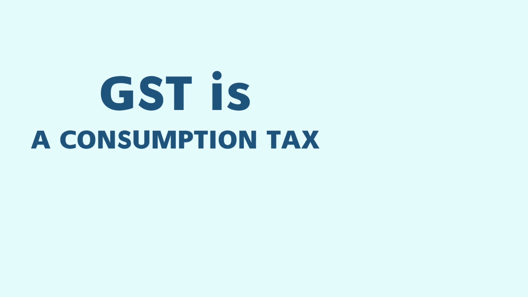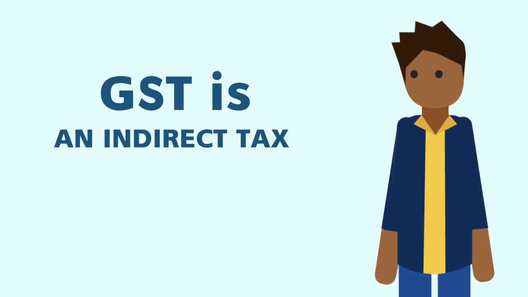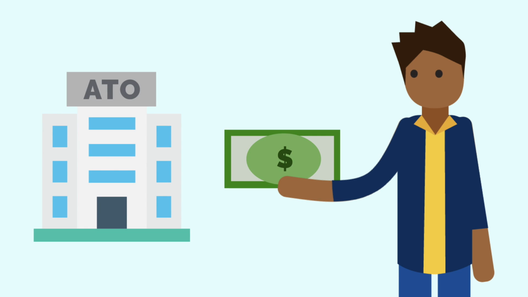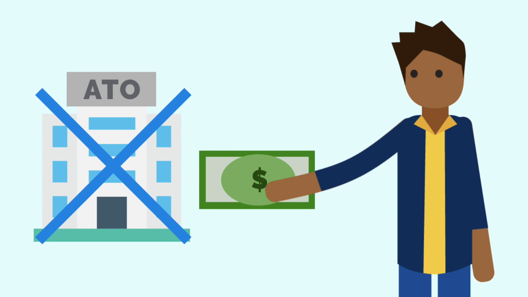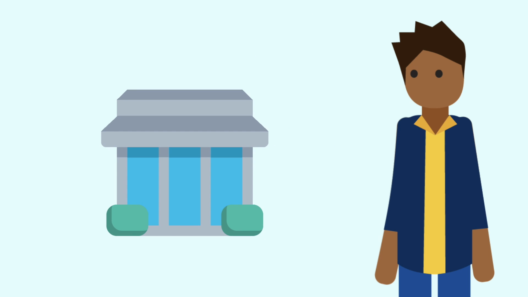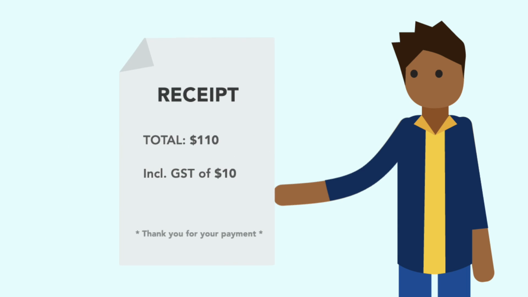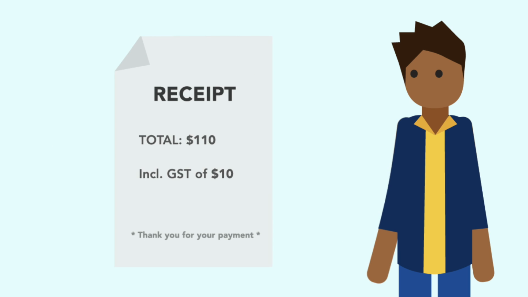GST is a consumption tax because it is paid by the final consumer. However, it is also an indirect tax, as the final consumer does not directly pay the tax to the ATO. It is the supplier, essentially the seller of the goods or the provider of the service, that charges the consumer the GST, and it is that supplier who is liable to pay the GST collected to the ATO.